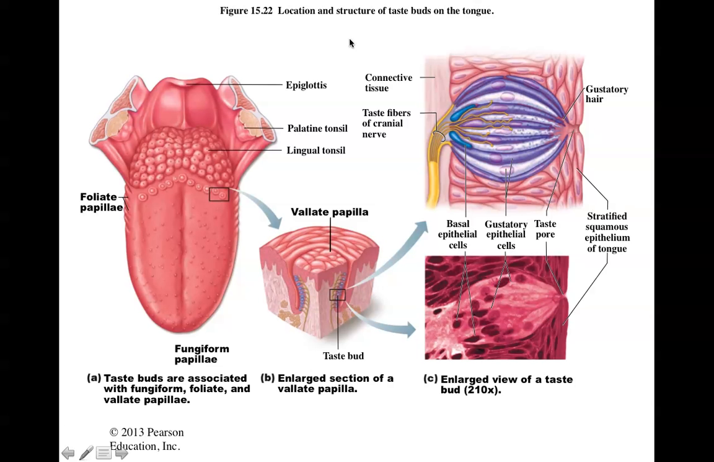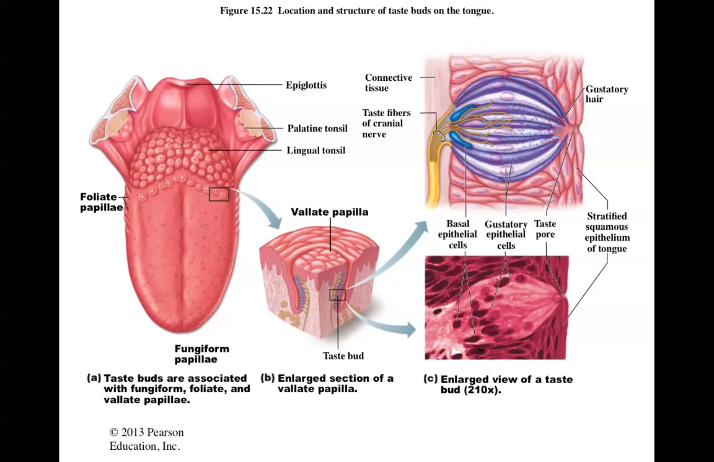Additionally, there are basal epithelial cells. Now, these are basically the stem cells of these structures. They are cells that are ready to differentiate into taste bud gustatory epithelial cells whenever they're actually needed.